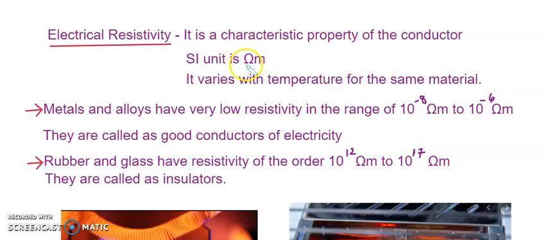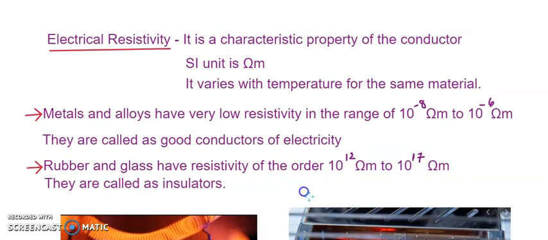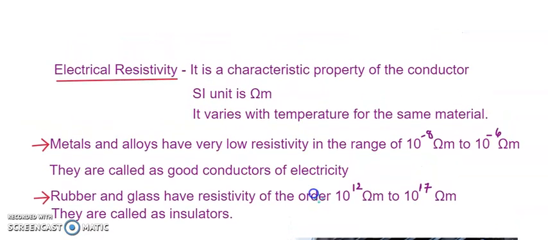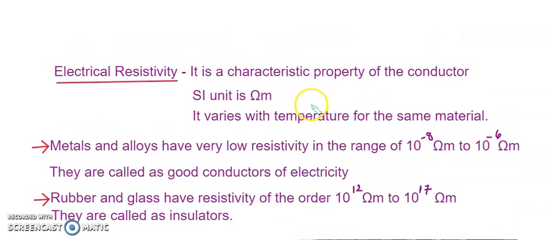So electrical resistivity is what? It is a characteristic property of the conductor. It's a very specific property of the conductor. For good conductors, it's different. For bad conductors, it's different. For insulators, it's different. Okay, so its unit is ohm meter. Okay, and it varies with temperature for the same material.